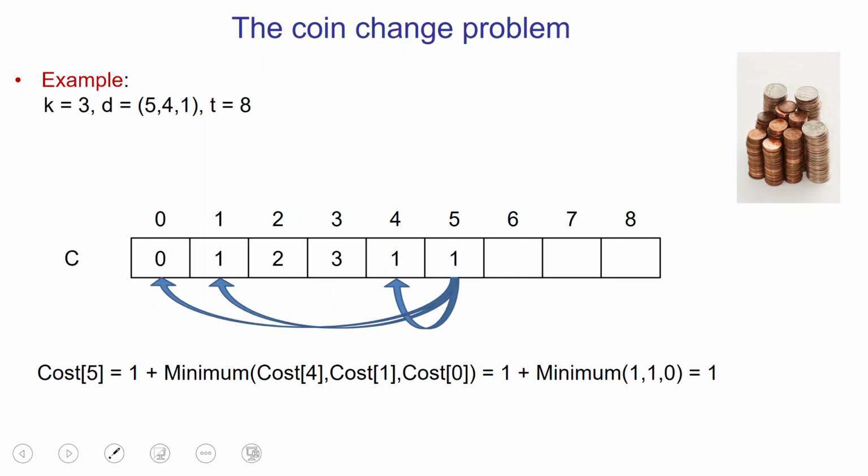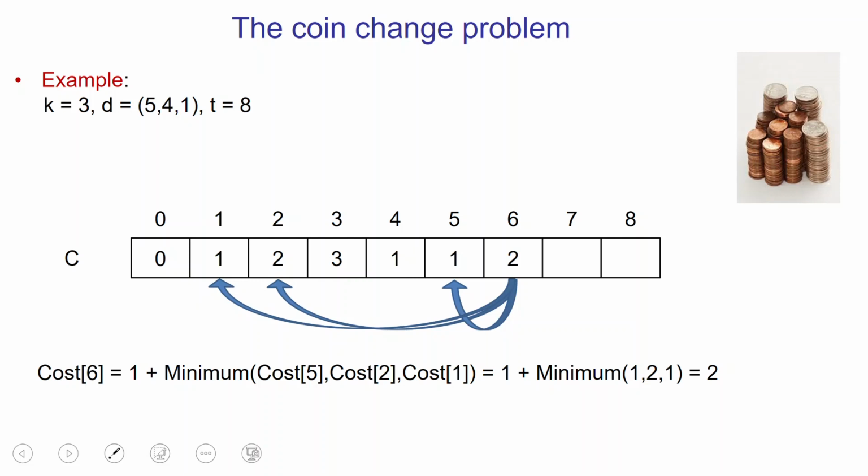You get to 5. You have a similar equation for 5. Okay, but now you have 3 choices. So for 5, you could use the coin with value 5, and you're immediately done. The coin with value 4, you go here, or the coin with value 1, you go here. You compute this minimum, and the answer is 1, so you put a 1 here.